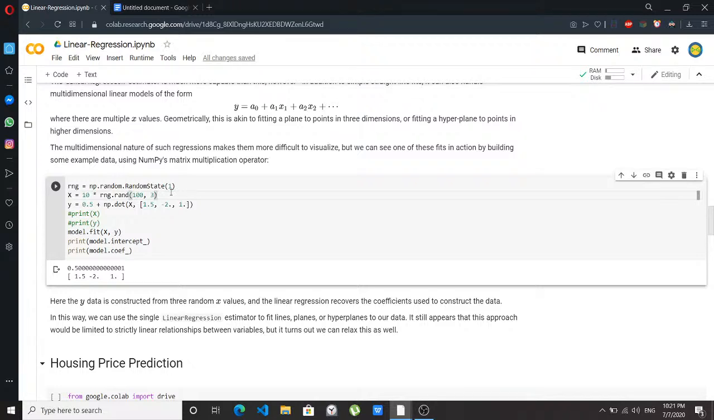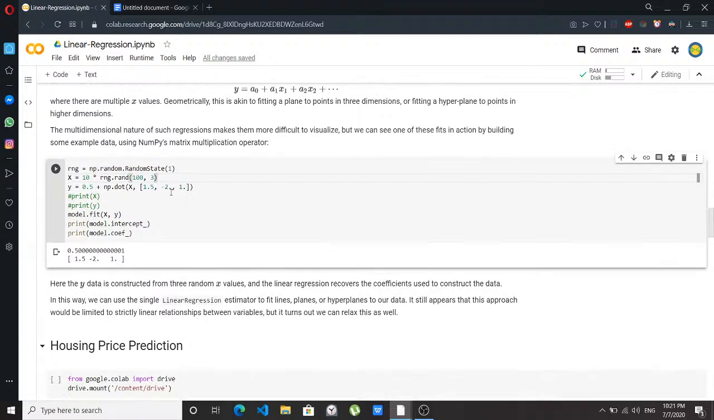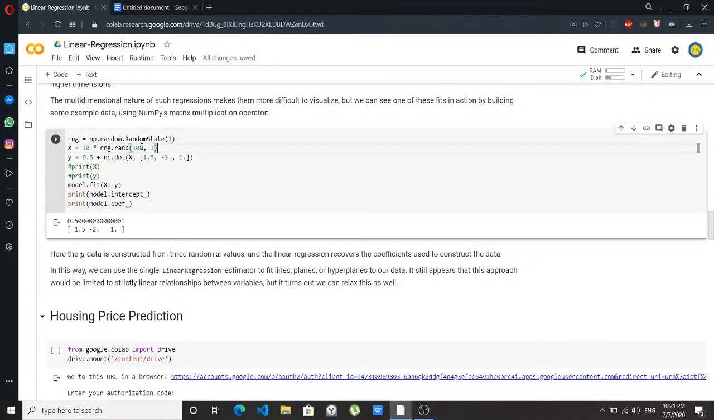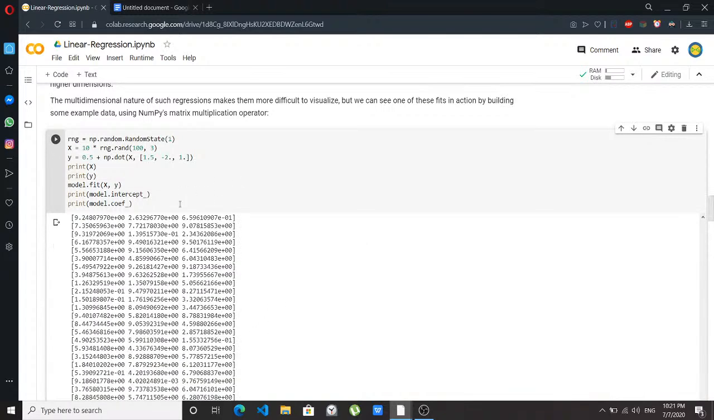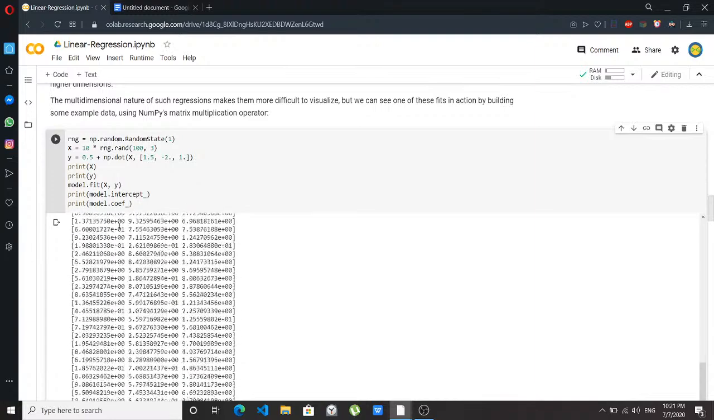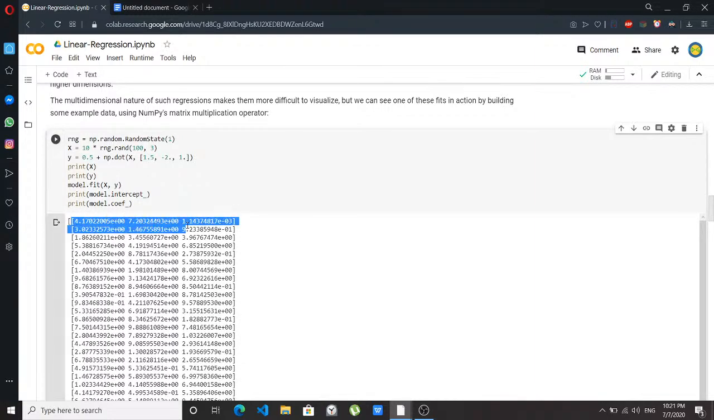I am producing a vector of 3 values for x, and it will be multiplied by 10. So let's remove this commenting and see what type of input we are passing. As you can see, we have a vector here. It has 3 values for x, x1, x2 and x3, all between 0 and 10.